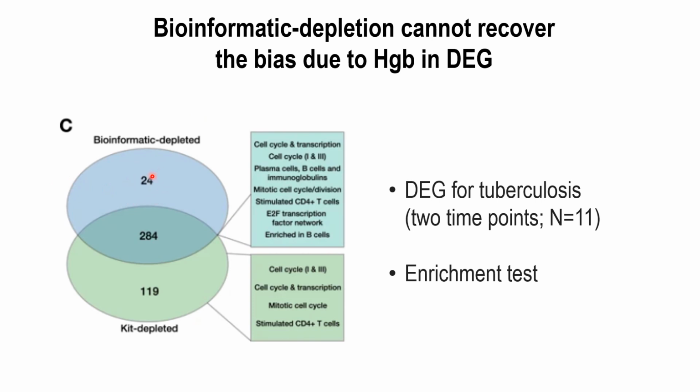And when they did the enrichment test after DEG finding, they could see significantly enriched modules for kit depleted, whereas no modules were found for bioinformatic depleted, which is critical for post-RNA sequencing experiments.